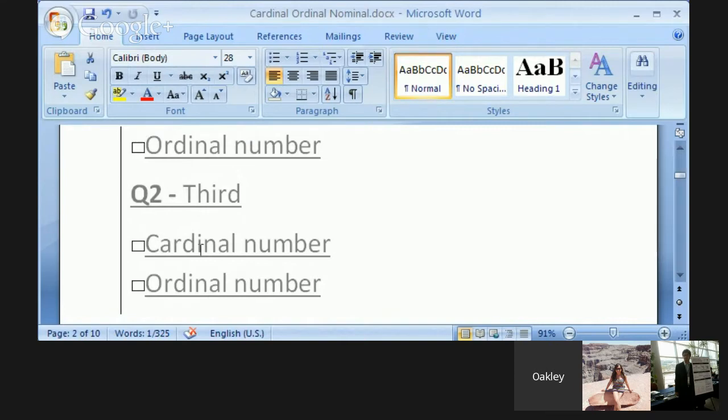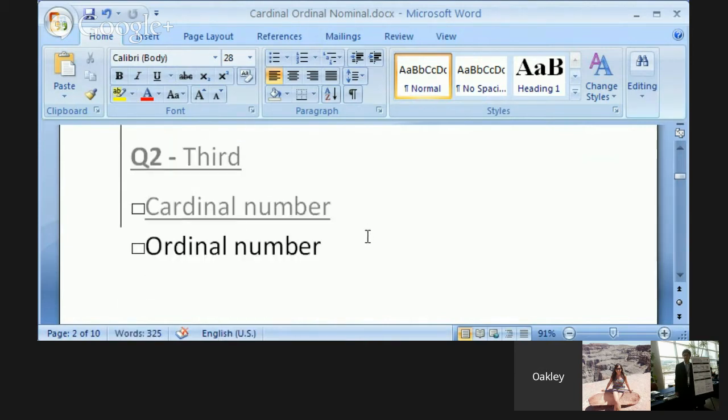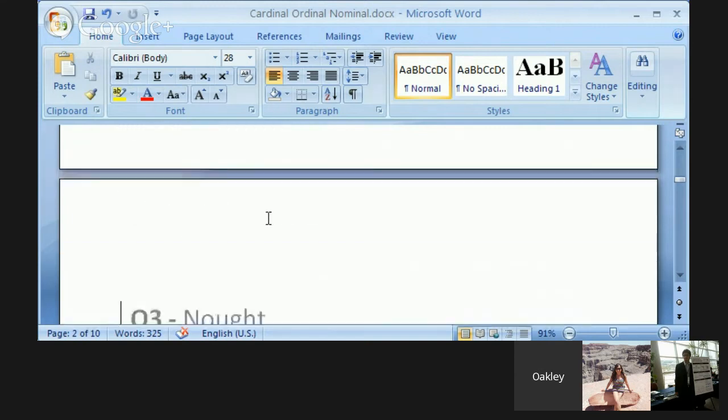Dimas, third, is that a cardinal or ordinal number? It is an ordinal number. It definitely describes the order of things.